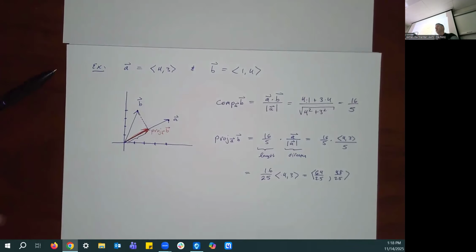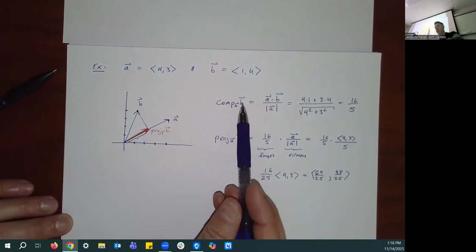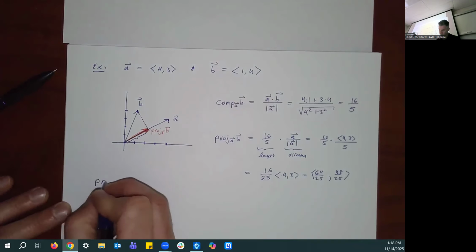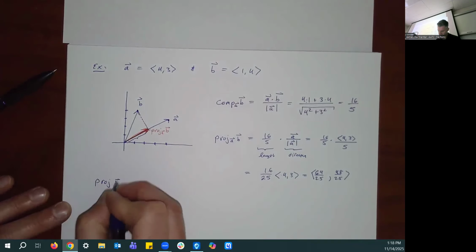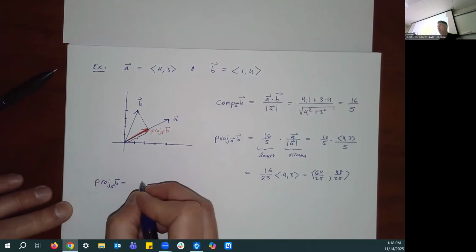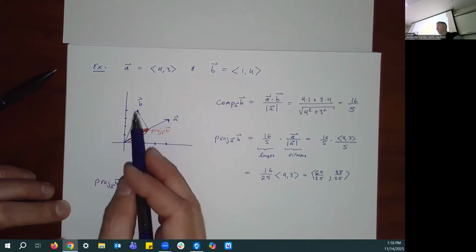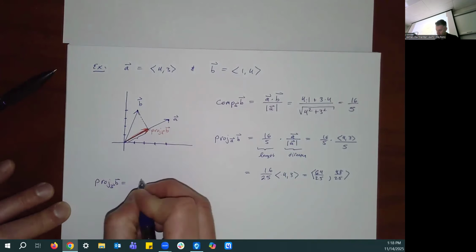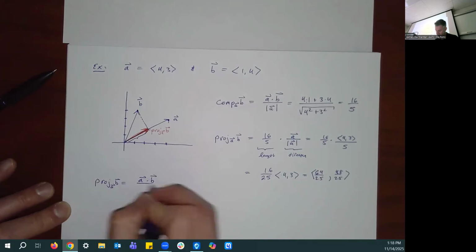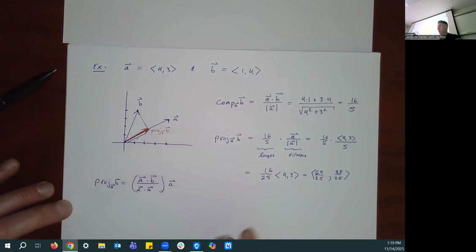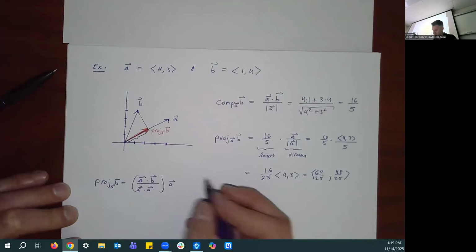Now, here's what I'll say about this. If I was actually just asked to calculate a projection, I probably wouldn't go through the process of first finding the component of B onto A and then finding the projection of B onto A. I'd probably just say, hey, I know the projection formula is going to be, the thing I'm projecting onto is the one that shows up a lot. The thing I'm projecting shows up only once. So I know it's going to be A dot B divided by A dot A, all that times the vector A.